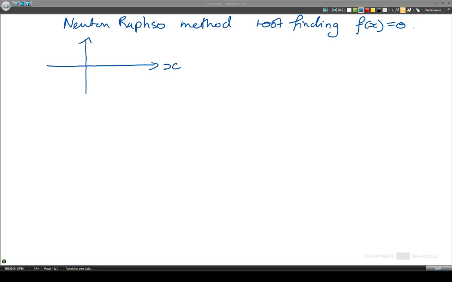On the horizontal axis we have x, on the vertical axis we have f of x, and if we have some function like this, then what we can do to start with is guess some sort of value for where it crosses. So we're going to call this first guess x0. And we see that x0 is not actually that good a value because it's up here.